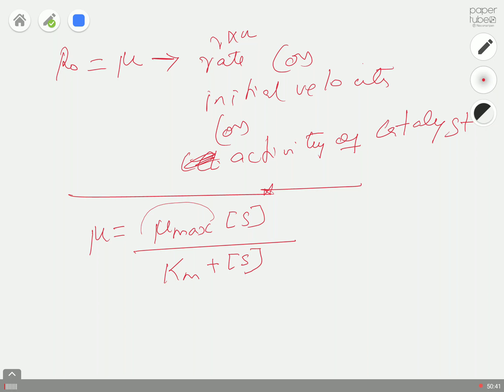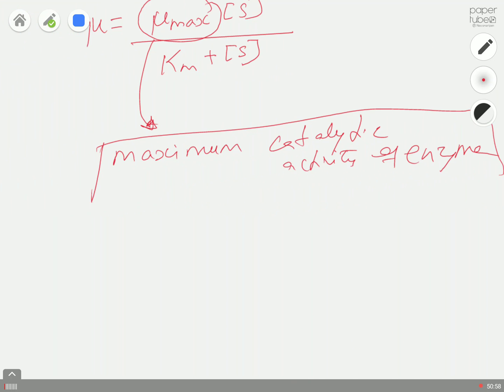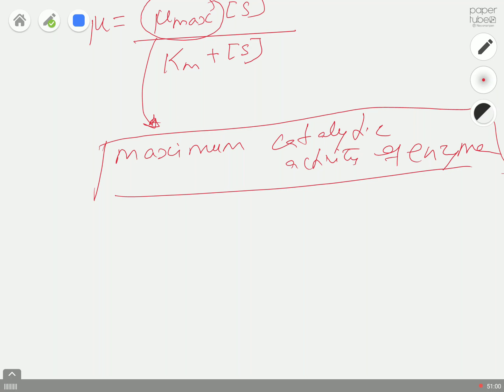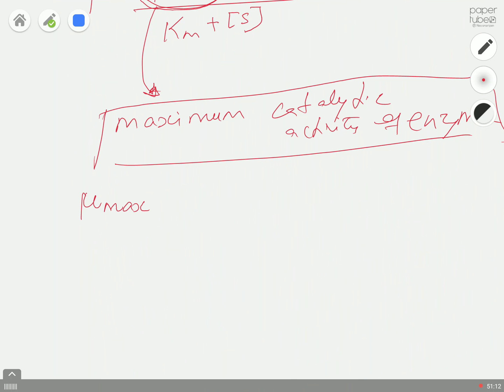So this is something called maximum catalytic activity of enzyme. So one thing you should remember, if I give you a catalyst and I ask you to characterize the catalytic activity, that always corresponds to this value mu max, yeah? So mu max and catalytic activity.